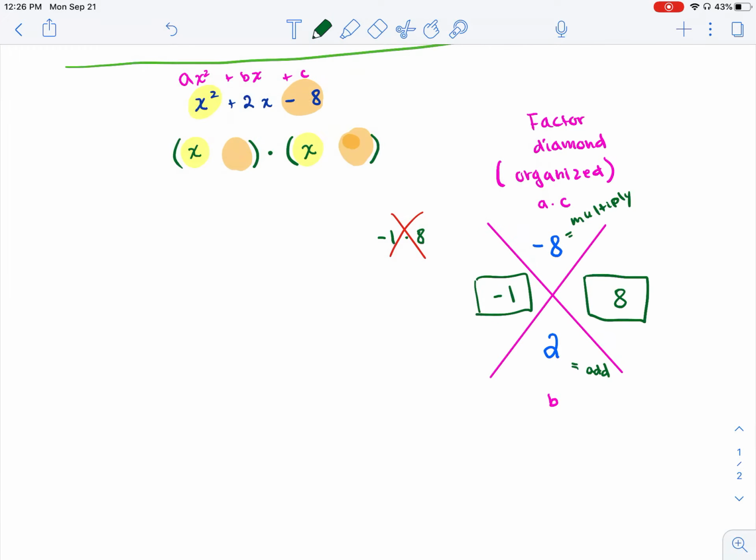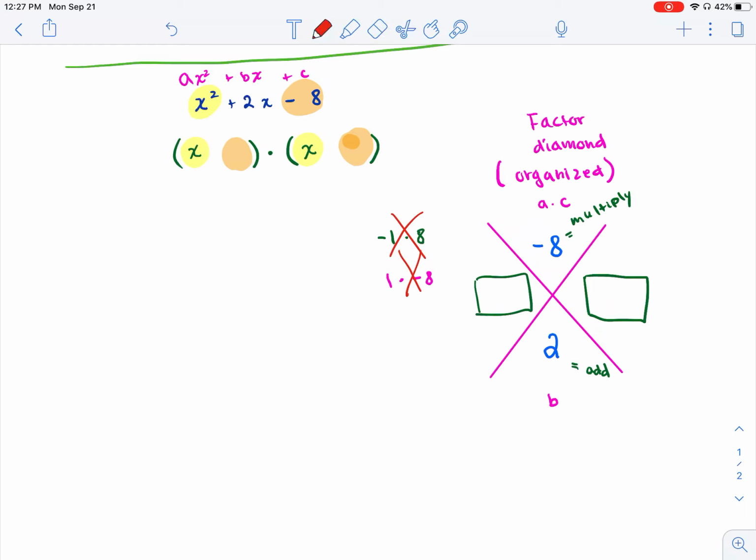What about if I did 1 times -8? So instead of these numbers, let's say I do 1 and -8. 1 times -8 is -8. But once again, when we add these 2 numbers, 1 and -8, it doesn't equal 2. So once again, it doesn't work either.